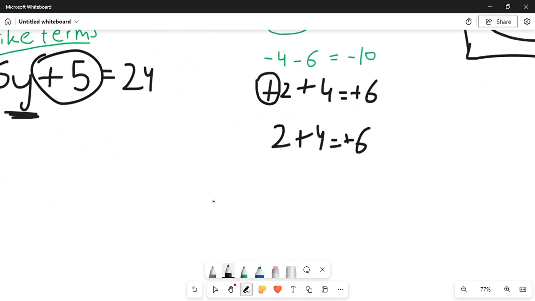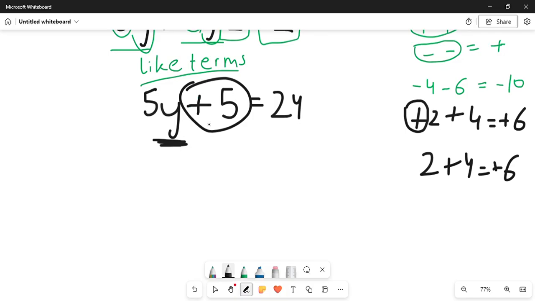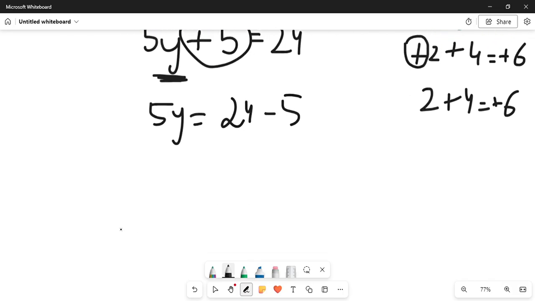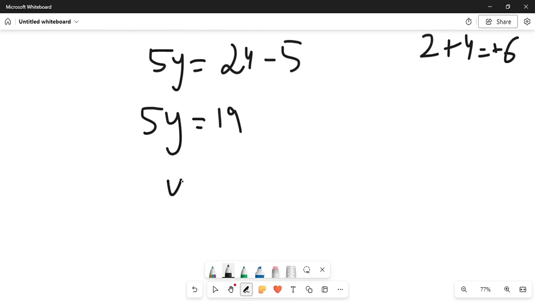Back to our question, I will move this plus 5 to the other side of the equation. 5y equals 24 plus 5, and it will be moved to the other side of the equation. It will be minus 5. So 5y will equal 19. And y will equal, now the same rule here, when there is nothing between two numbers, they're being multiplied. When they go to the other side, they'll be divided. So because y is being multiplied with 5 here, when it moves to the other side, it will be divided. So 19 divided by 5.